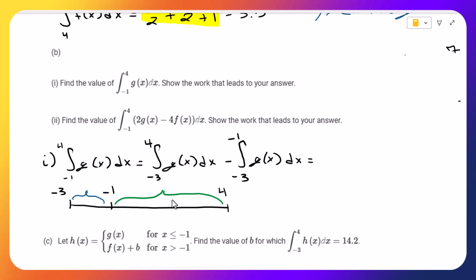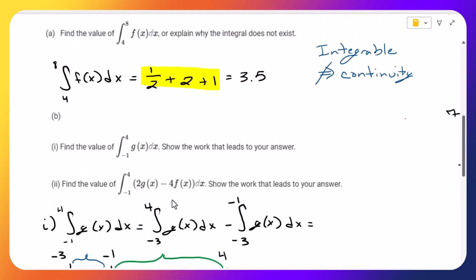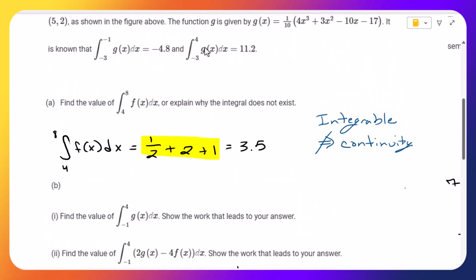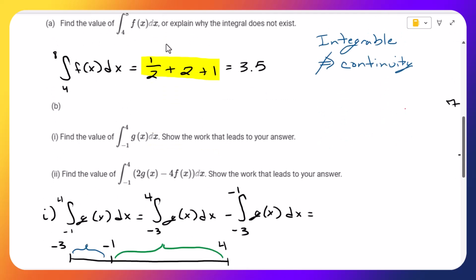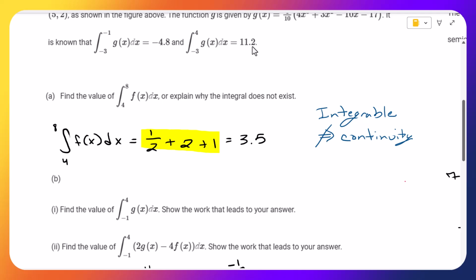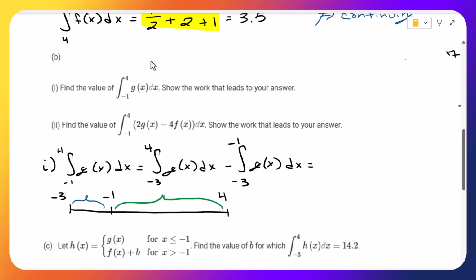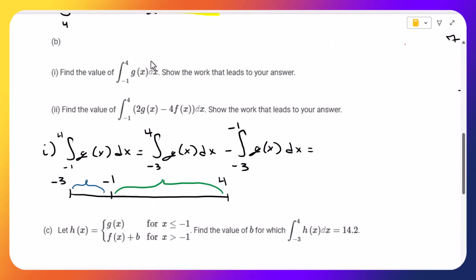And that's going to equal, I'm not going to show anything other than that, but from negative 3 to 4 is 11.2. From negative 3 to negative 1 is negative 4.8. So this is going to be 11.2 plus 4.8. That is 16.